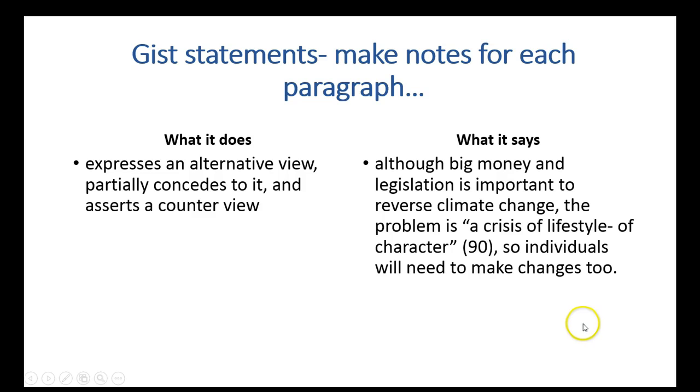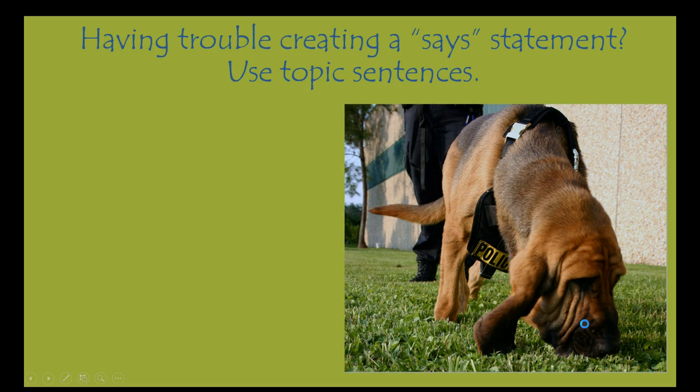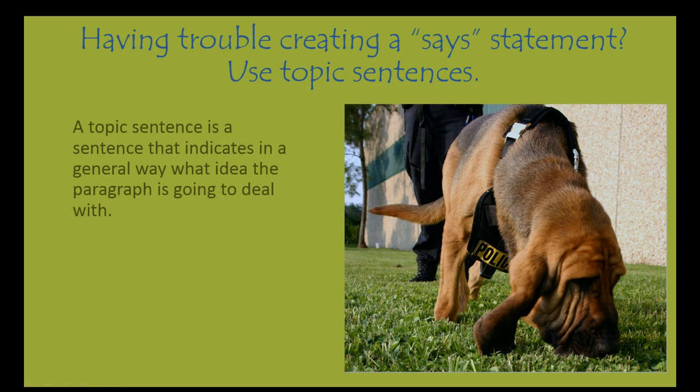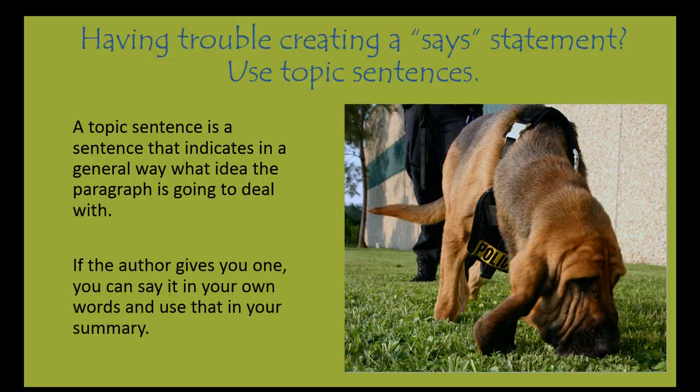So you can develop one of these for each paragraph. If you're having trouble doing that, you can use topic sentences, which is a sentence in a paragraph that basically talks about what the paragraph is going to deal with. And if an author gives you one, you can just pull it out and say it in your own words.